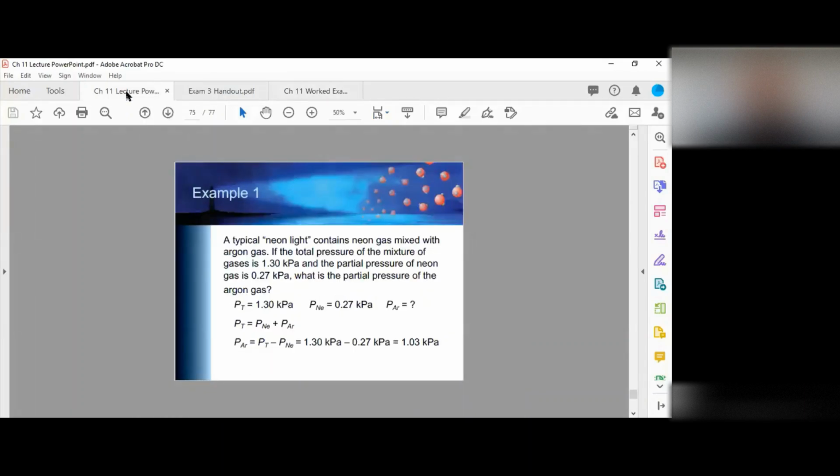Okay, and I think this is another question where a neon line contains neon gas mixed with argon gas. If the total pressure of the mixture is 1.30 kilopascal and the partial pressure of neon gas is 0.27 kilopascal, what is the partial pressure of the argon gas? So obviously you're going to have to subtract 0.27 from the 1.3, and that will be the value of the argon partial pressure.